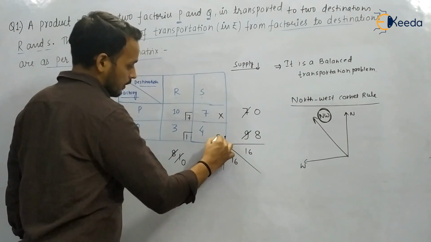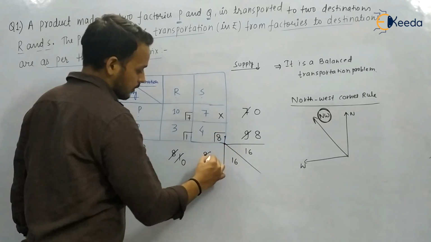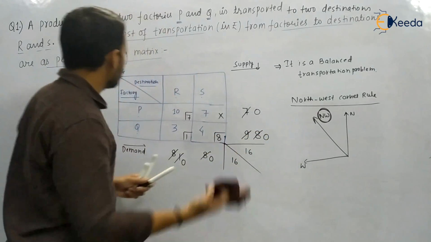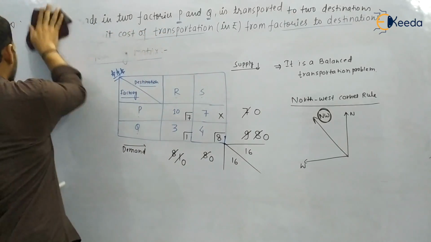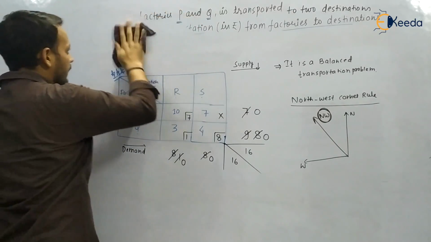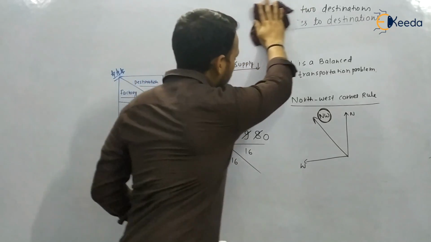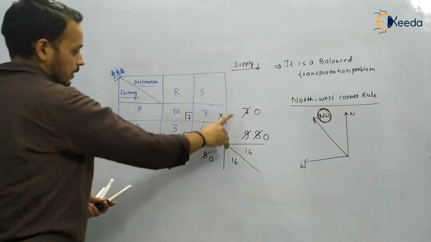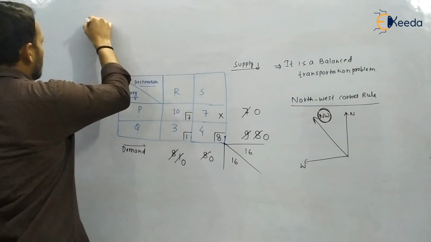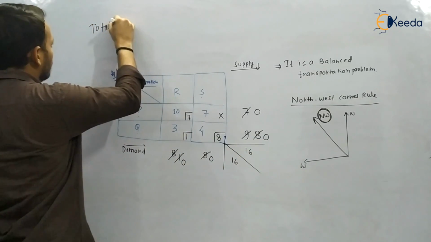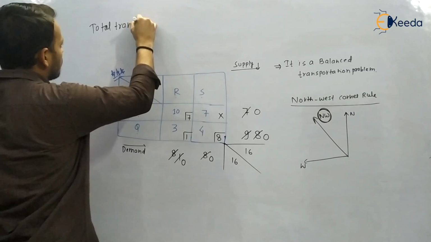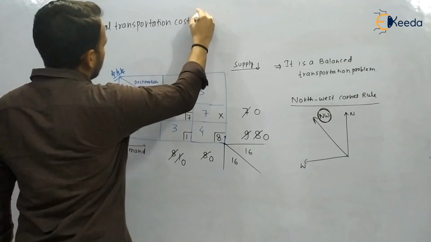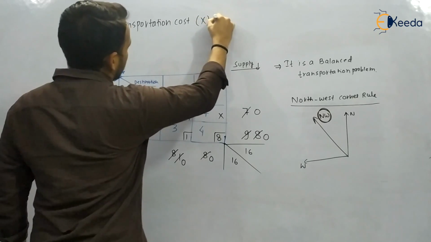8. Now it requires 8 and we have 8 with us, so each and every supply and demand has been fulfilled. Supply and demand should not remain in the last, so each and every demand and supply has been fulfilled. You can see everything is 0, so we will calculate the total transportation cost, and it is saying that assume it is x.